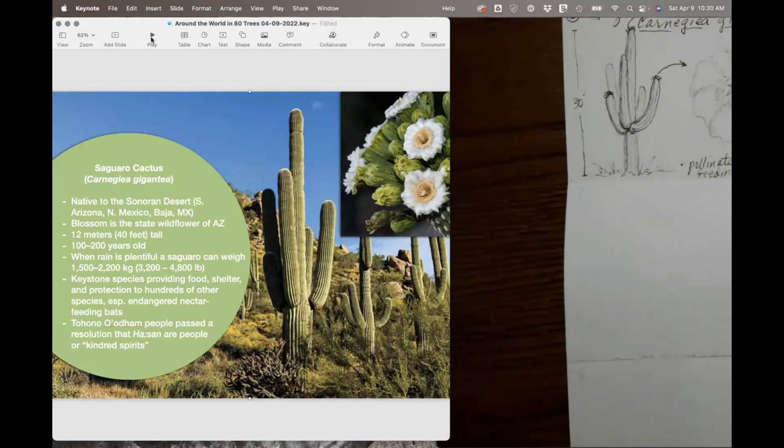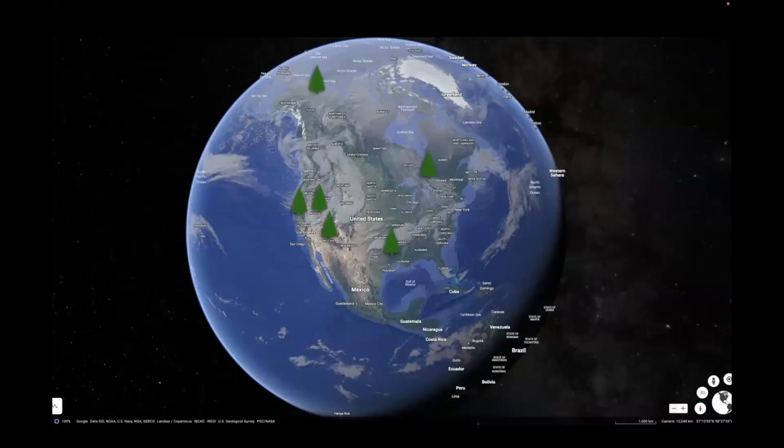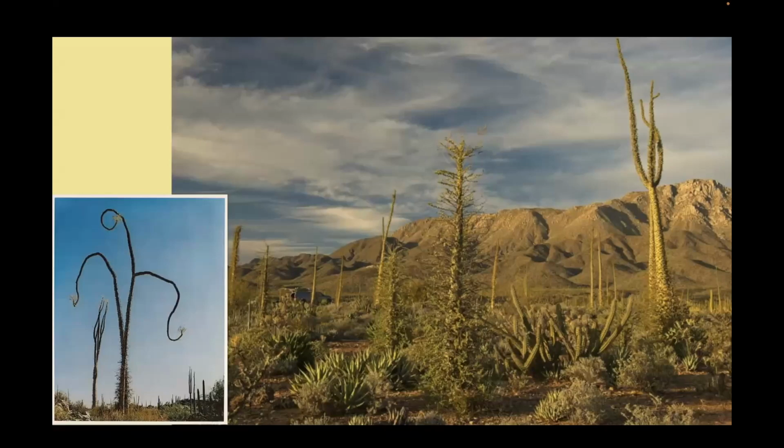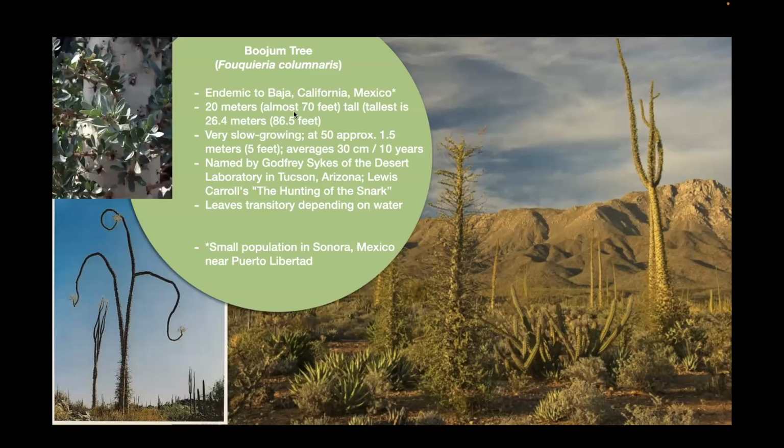And let's see, where are we going next? Well, you guys can kind of see my bias toward the deserts here. So we're going to go down to Baja, Mexico. And this is a crazy fun plant, right? Who knows what this is? Oh yes, this is the boojum, the Fouquieria columnaris. Is that right? Yep.